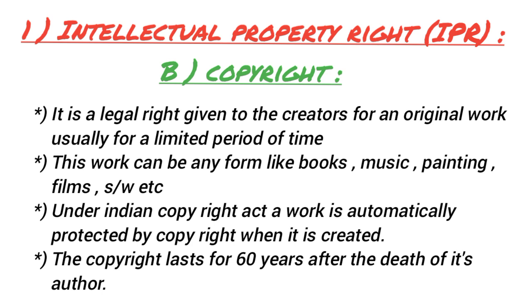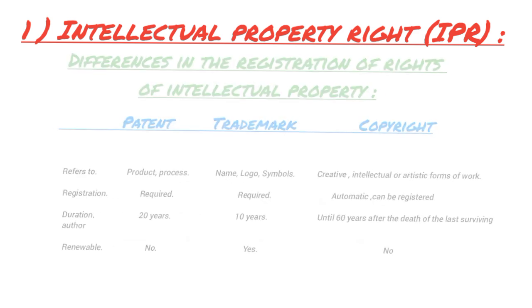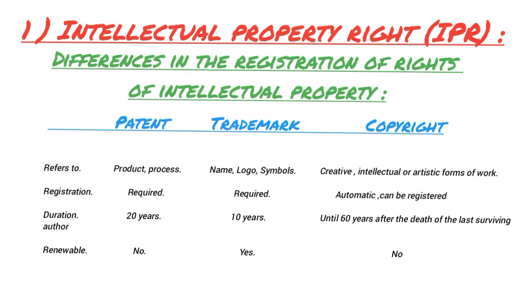Copyright. It is a legal right given to the creators for an original work, usually for a limited period of time. This work can be in any form like books, music, paintings, films, software, etc. Under the Indian Copyright Act, a work is automatically protected by copyright when it is created. The copyright lasts for 60 years after the death of its author. Differences in the registration of intellectual property rights are given here.